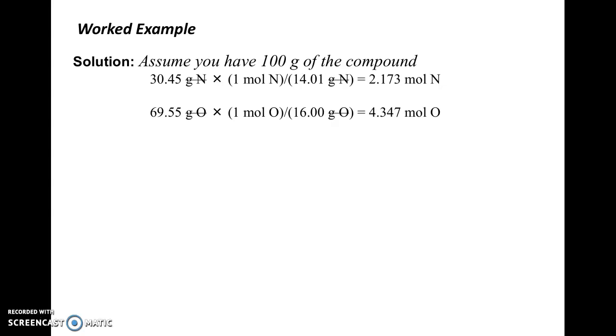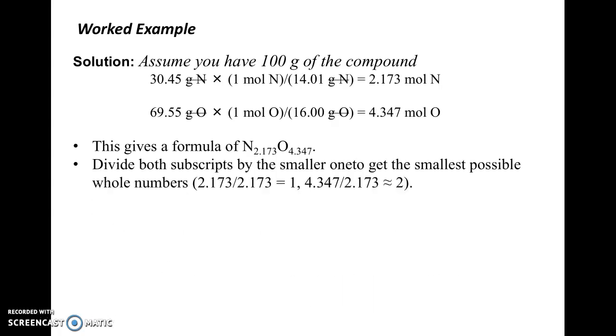So you got moles of nitrogen and moles of oxygen, which would give you a really silly formula, but you can come up with a whole number ratio by dividing by the smaller number. So you're going to divide the subscript for nitrogen and oxygen by the smaller one, which is 2.73. And so 1 nitrogen, 2 oxygens gives you an empirical formula of NO2.